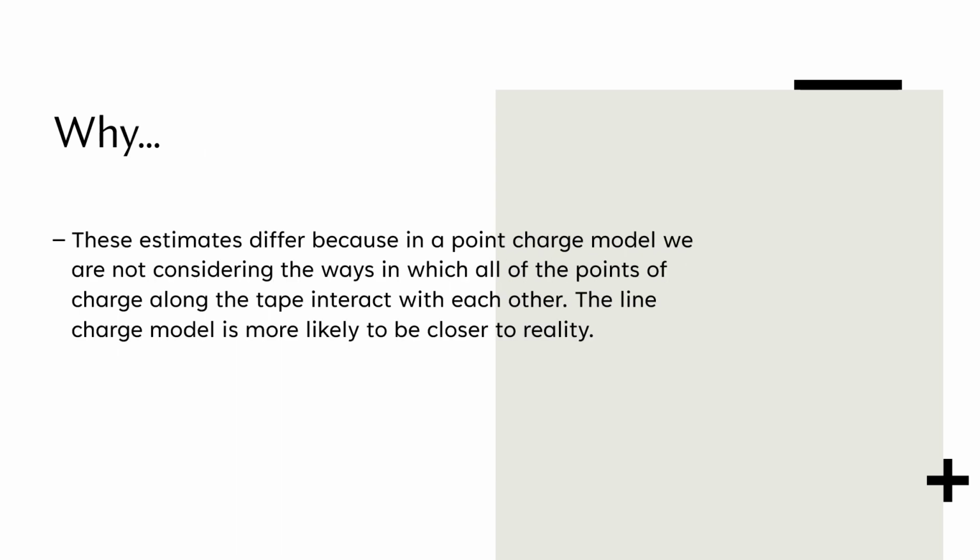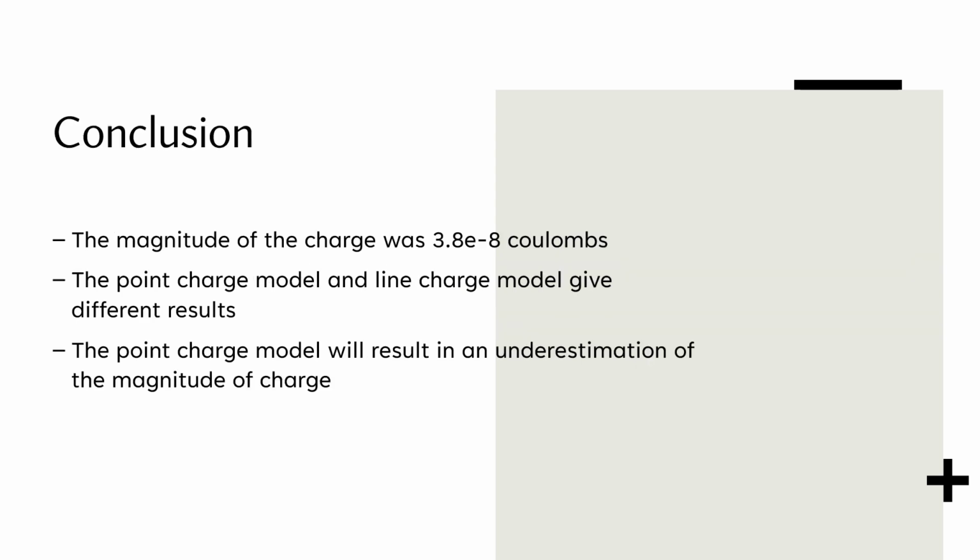So why do these estimates differ? Because in a point charge model we are not considering the ways in which all the points of charge along the tape interact with each other. The line charge model is more likely to be closer to reality because the tape is not a single point charge, it has a length, and the charge is along that length.